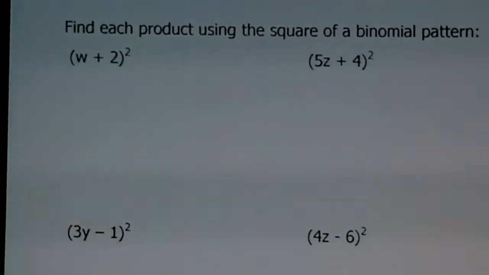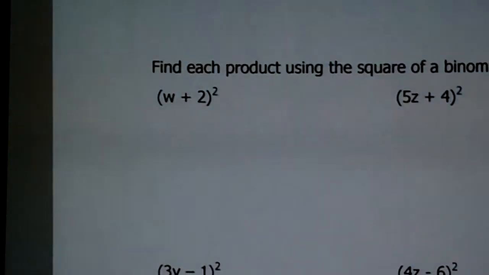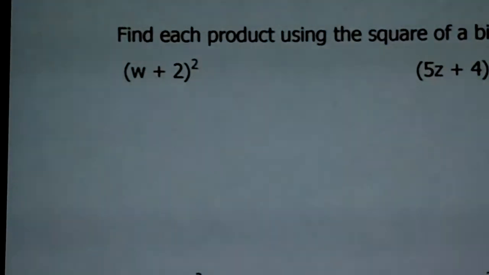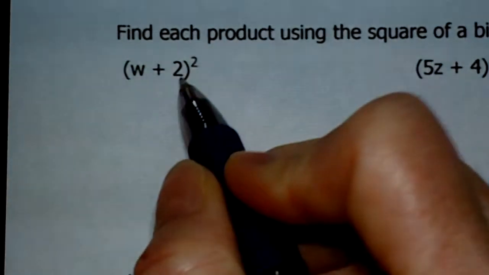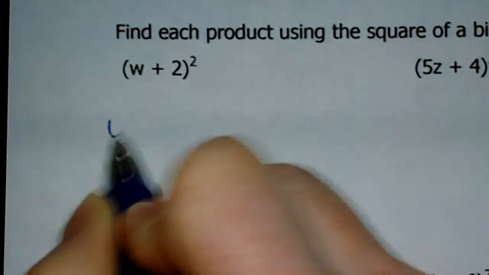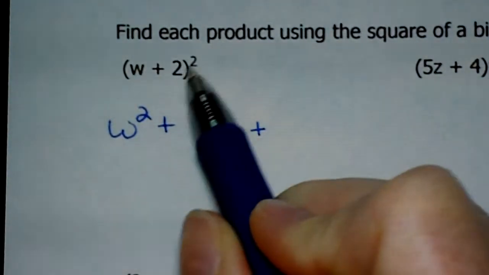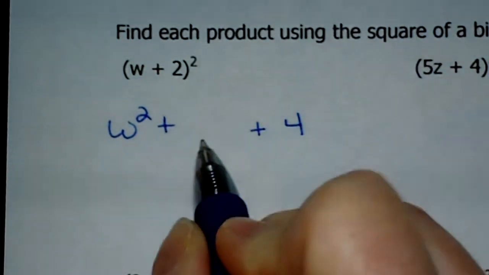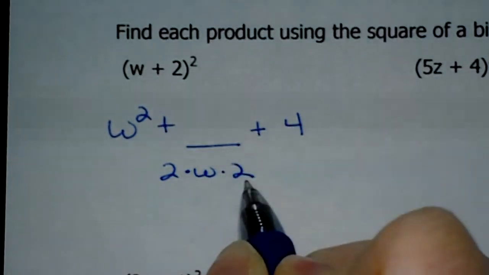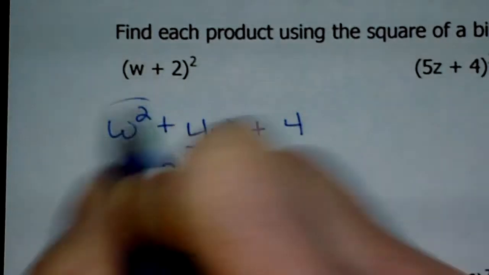So when you see a problem that looks like this, zoom in a little bit, hopefully we can see okay. You have to notice, oh yeah, this is one of those squared ones. This is one I can use a pattern for. So I have w plus 2 squared. I know that when I have a square, my first term is the a squared, so that would be w squared. I know my last term is the b squared, so 2 squared is 4. To find this middle term right here, I take 2 times a times b. So 2 times w is 2w, times 2 is 4w.